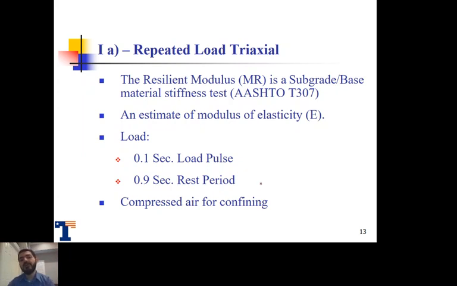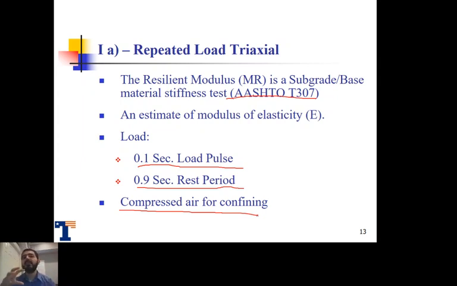For the repeated load triaxial test, the resilient modulus, which is MR, for any subgrade or base material is based on this AASHTO T307. Again, we're trying here to estimate the modulus of elasticity for this material. The loading scheme, as I mentioned before, is a 0.1 second loading pulse, and then a 0.9 second rest period. Typically, we do this test in a way that we compress the sample by air or liquid. Why do we do this? We're trying to simulate what's going on in the field.